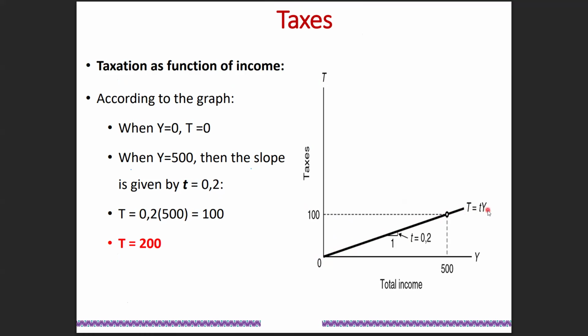And then to calculate TY, we know that we're going to say small letter t times y, which is the tax rate. And the tax rate is basically the slope of the curve. To calculate the slope, we basically use the gradient formula, which says y2 minus y1 divided by x2 minus x1. So we said 100 minus 0 divided by 500 minus 0, and we got 1 over 5, which is 0.2. And to calculate the total tax that is collected, we just say 0.2 times income, which is 500, and we got 200.